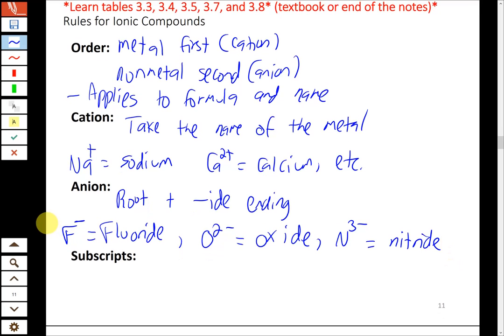Now the subscripts, which again show up in the formula, and we've already talked about this, we're just going to review it quickly. We use the lowest whole number ratio.